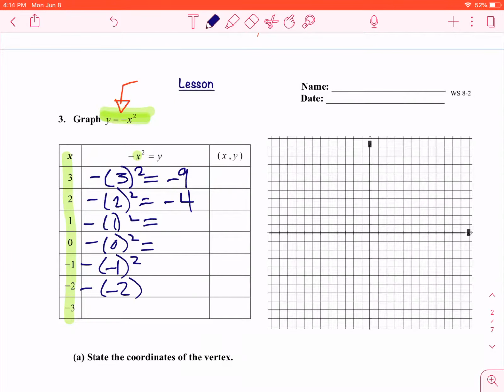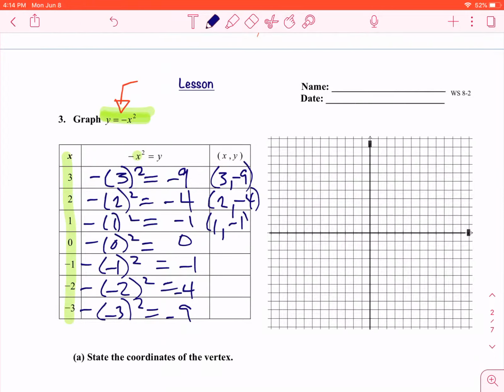And what you'll notice is all of these y values are going to come out negative, because no matter what, except 0, which is a neutral number, all of these values are negative, and that says something about the graph and how it has transformed. So our new points: (3, -9), (2, -4), (1, -1), (0, 0), (-1, -1), (-2, -4), (-3, -9).